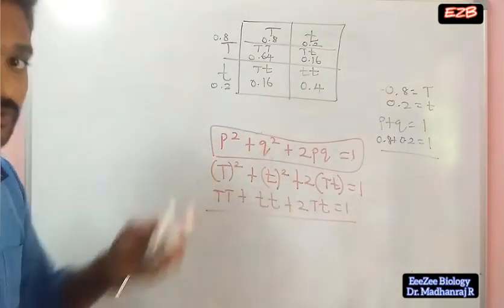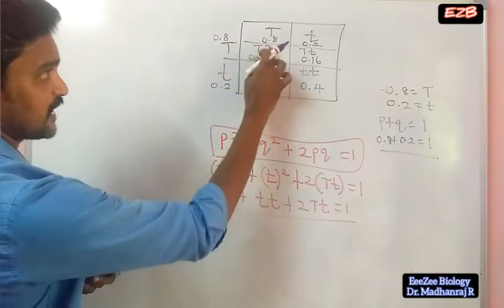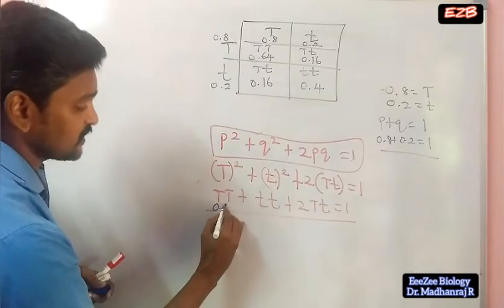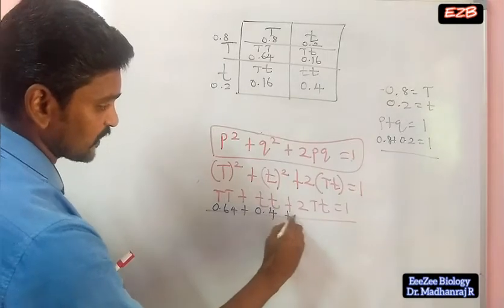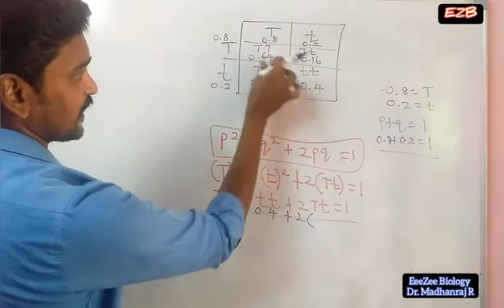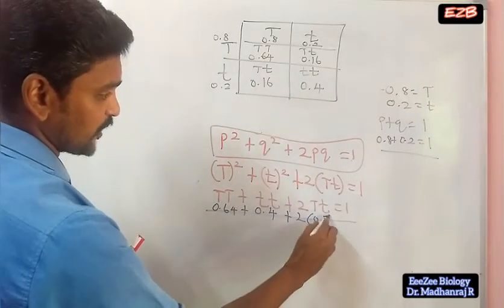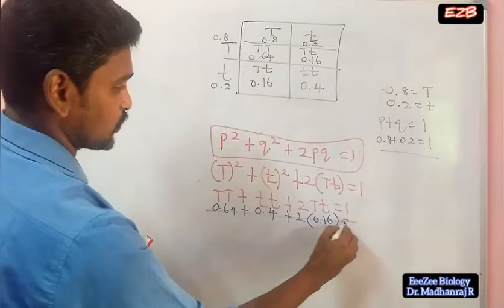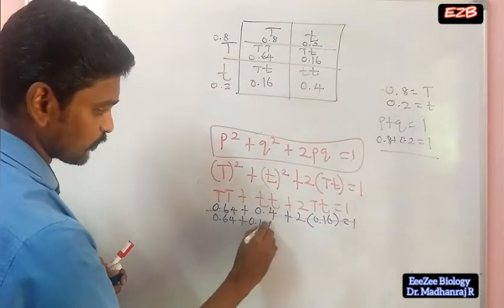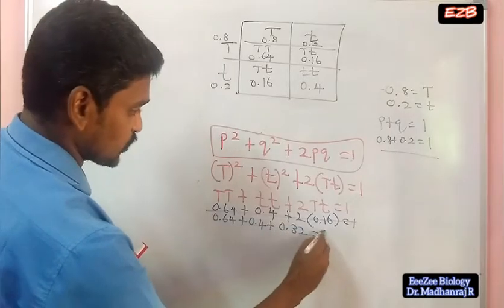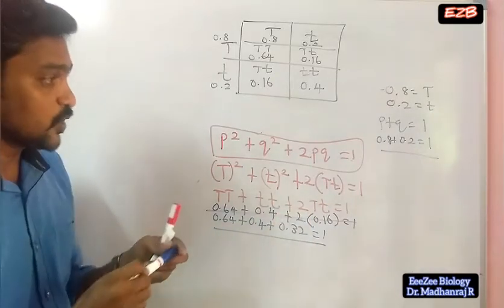Now when you substitute into this equation here, you can get the answer. TT value will be 0.64. Small t value 0.04, plus 2 into Tt. Okay, this Tt is there, right? Tt value is 0.16. That is equal to 1. When you simplify further, 0.64 plus 0.04 plus 0.32 equal to 1. When you simplify, you will be getting 1 equal to 1. So this is how you have to calculate.